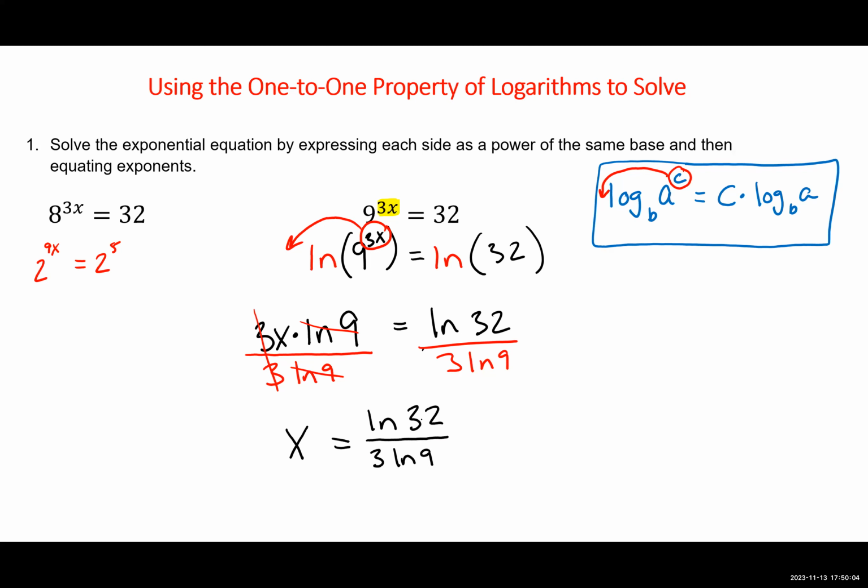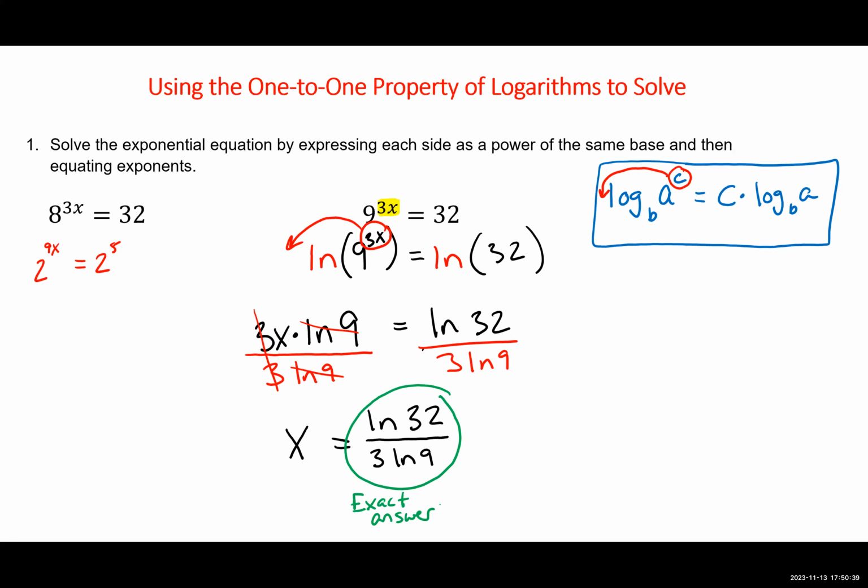What is that? Like, what is natural log of 32 divided by 3 times the natural log of 9? I have no idea. That's what calculators are for, right? So this, let me put a little green circle around this guy. This is the exact answer.